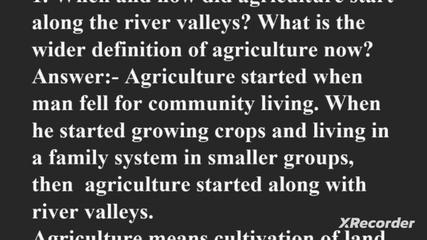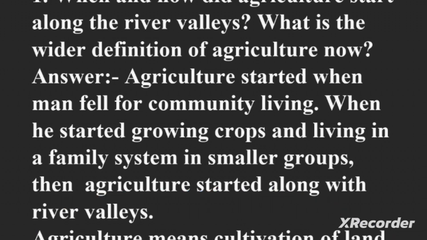So dear children, whenever there is a question, just start from the beginning. As soon as man started living a settled life, agriculture started. So the answer goes like this. Agriculture started when man fell for community living. When he started growing crops and living in a family system in smaller groups, then agriculture started along the river valleys. Why river valleys? We have already discussed in the classroom. Agriculture means cultivation of land, and in wider terms, agriculture is the science and art of raising crops, rearing of livestock, forestry and fishing. All these combined are known as agriculture.